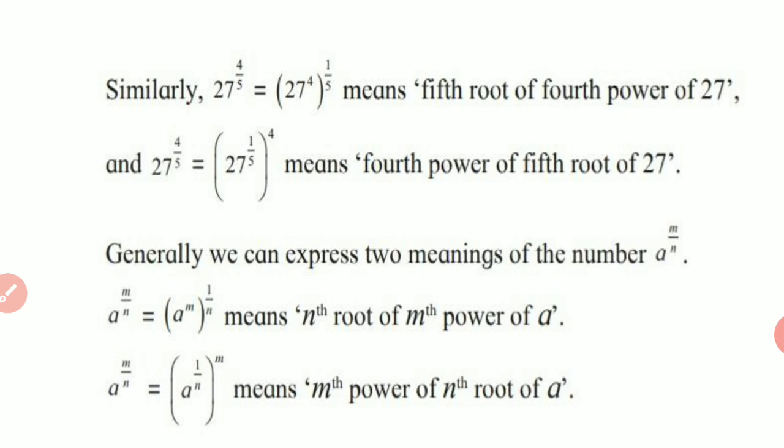Generally, we can express two meanings of the number a raised to m upon n. a raised to m upon n is equal to a raised to m, raised to 1 upon n, means nth root of mth power of a. a raised to m upon n is equal to a raised to 1 upon n, raised to m, means mth power of nth root of a.